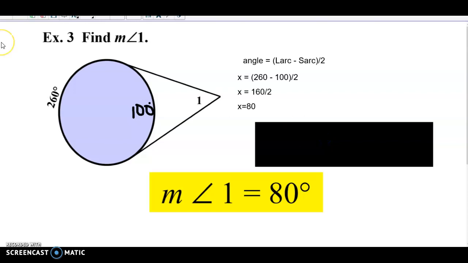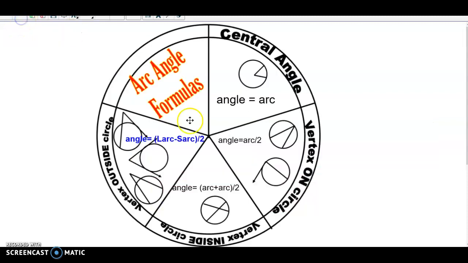Okay, and that's really it. Moving forward, just to kind of put it all together, here is a little diagram of all the angles that we've talked about. So we have central angles where angle equals the arc. We have the vertex on the circle, which is the inscribed angles. That's going to be angle equals arc divided by 2. We have vertex inside, the interior angles we talked about yesterday, which is angle equals arc plus arc divided by 2. And then the one that we did today where the vertex is outside with the intersecting secants and tangents. So we have angles equal to the large arc minus the small arc divided by 2.